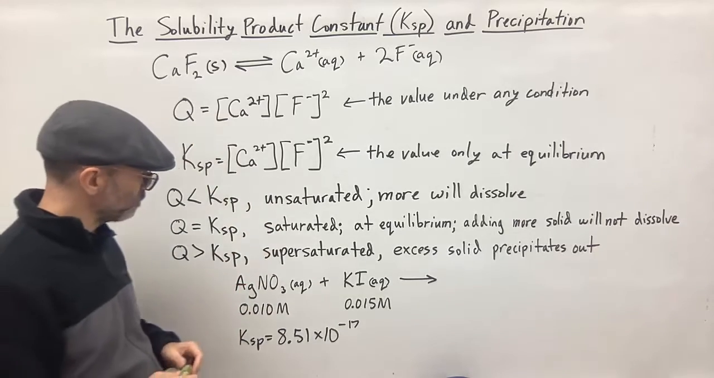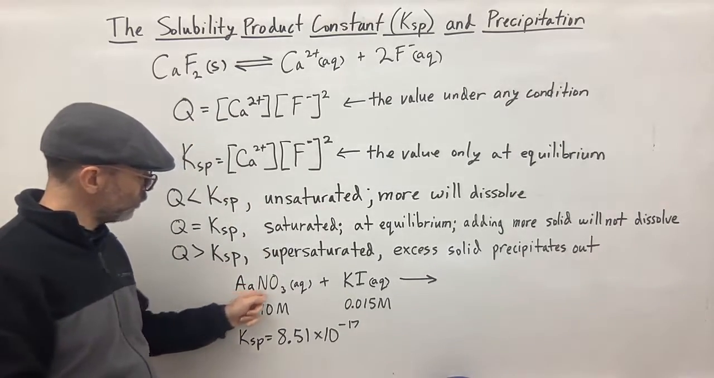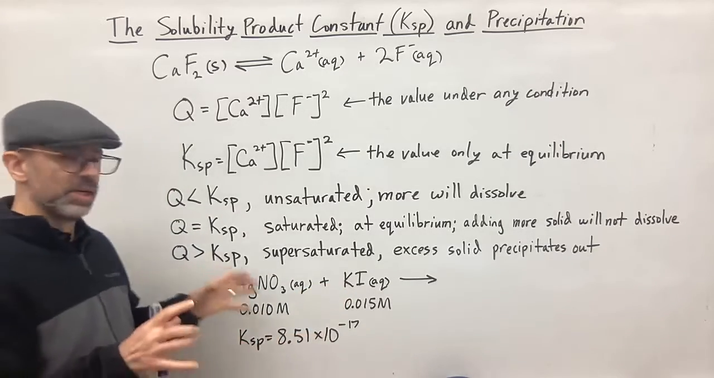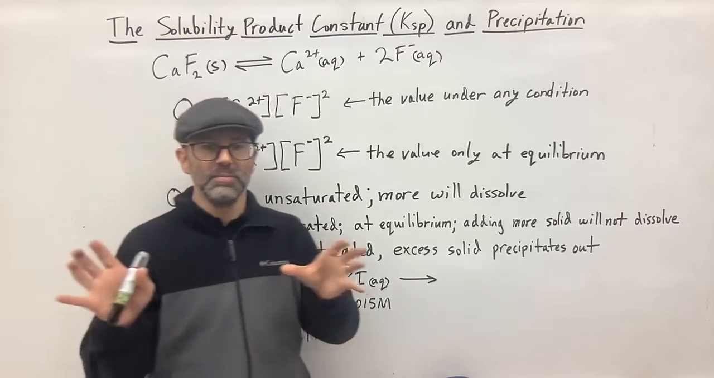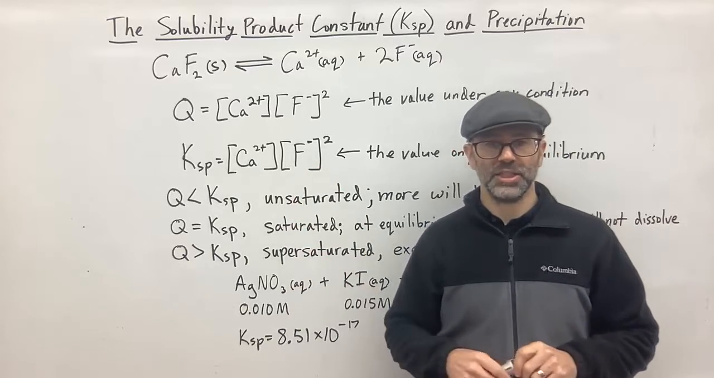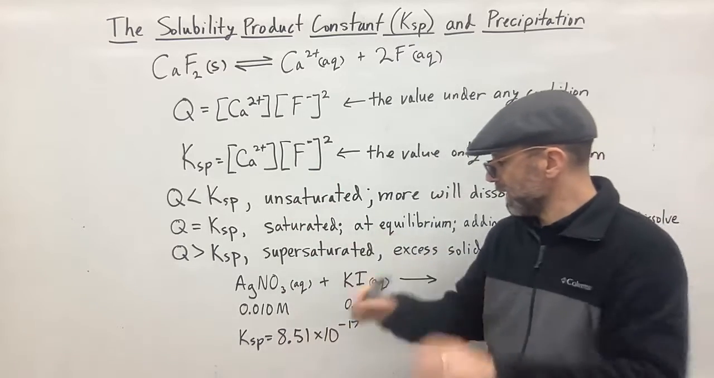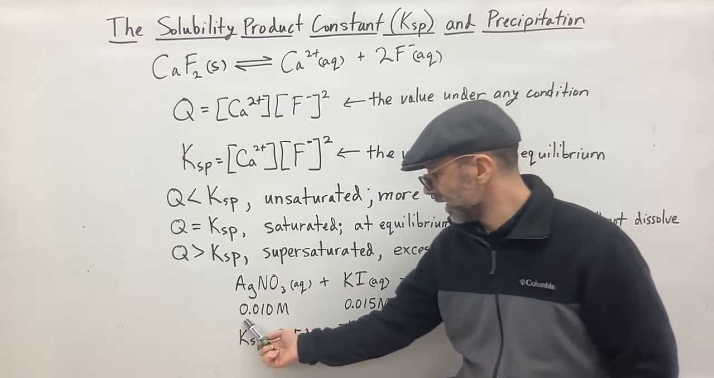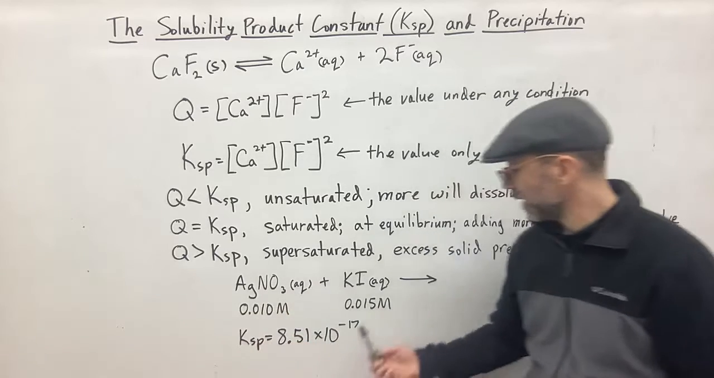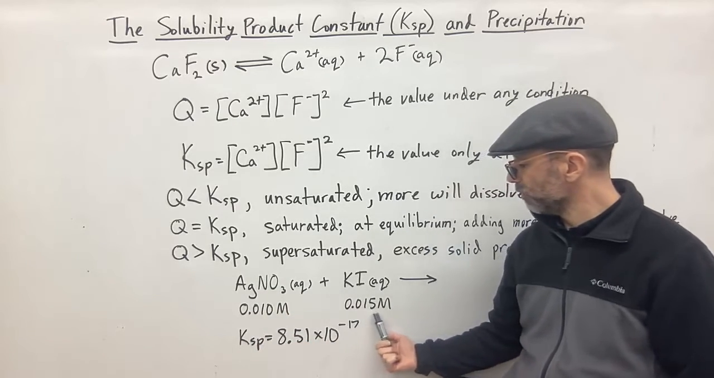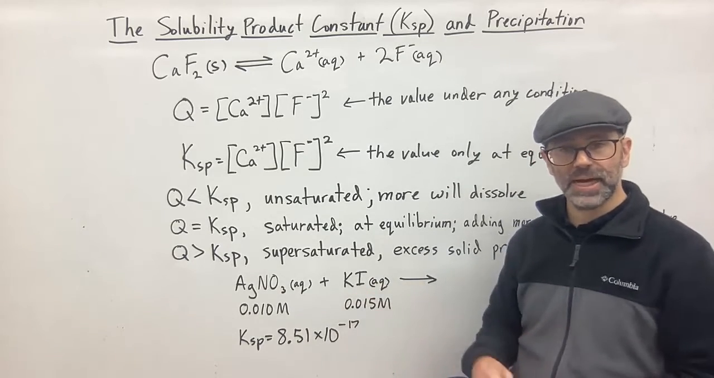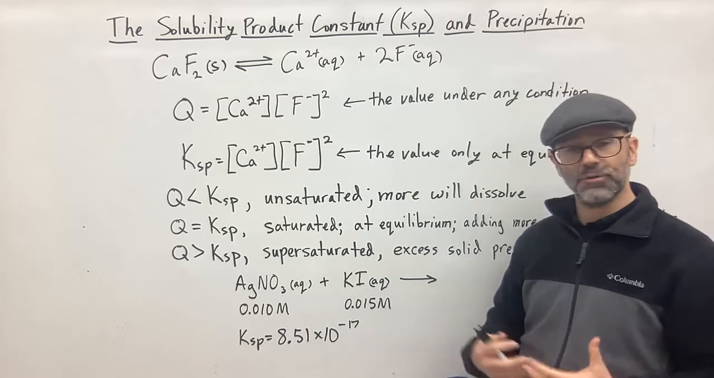So here's an example. I have my silver nitrate, and that's going to mix with my potassium iodide. So I have my two beakers. I have a beaker of my silver nitrate, and I have a beaker of my potassium iodide. So here I mix them together. My silver nitrate has a 0.010 molarity, and my potassium iodide has a 0.015 molarity. So that's the concentration of the ions. So when I mix them together, I want to know, am I going to form a precipitate?